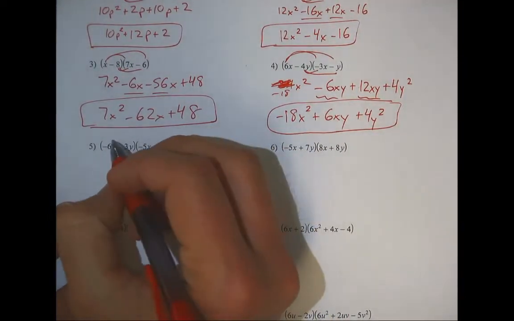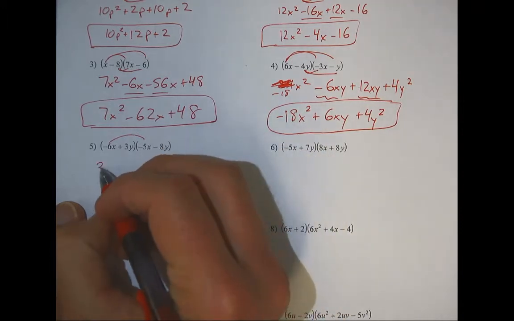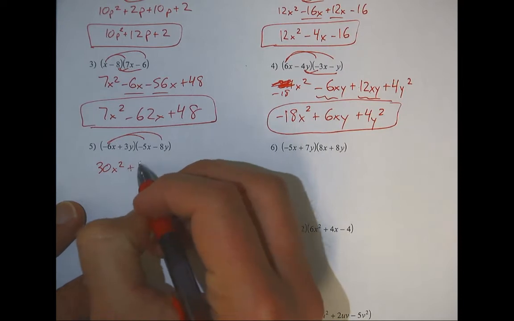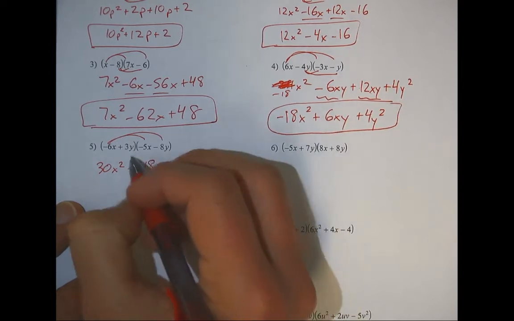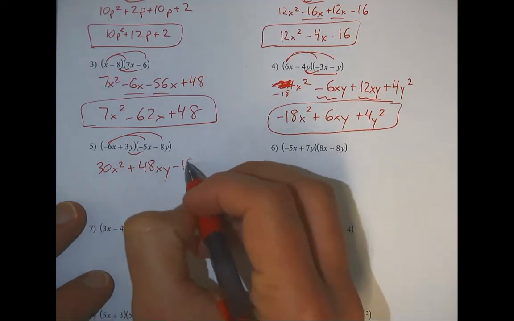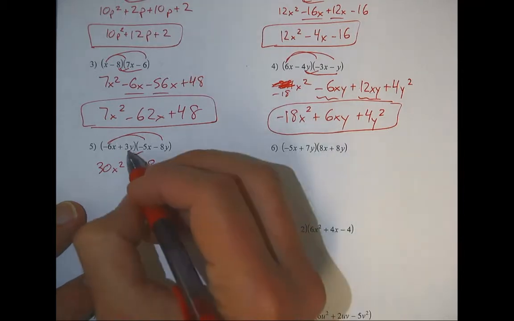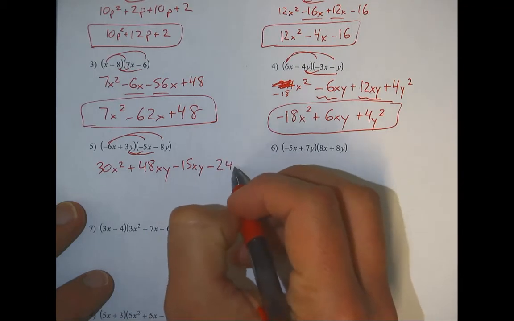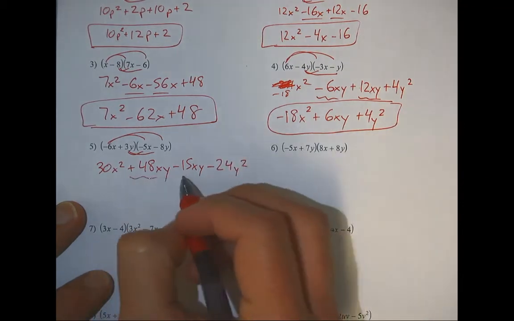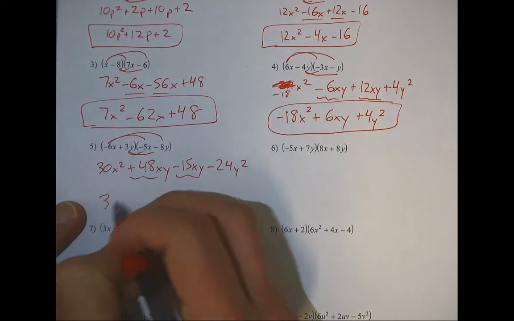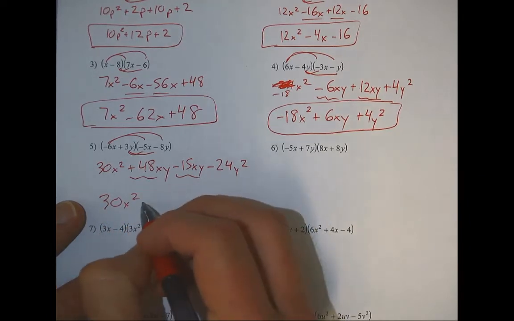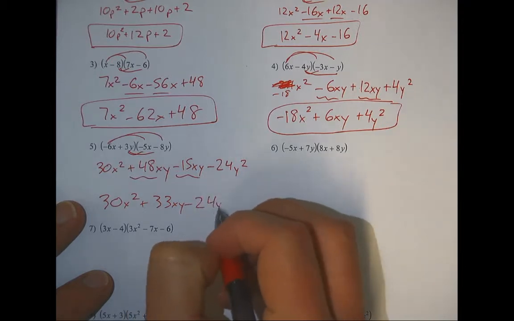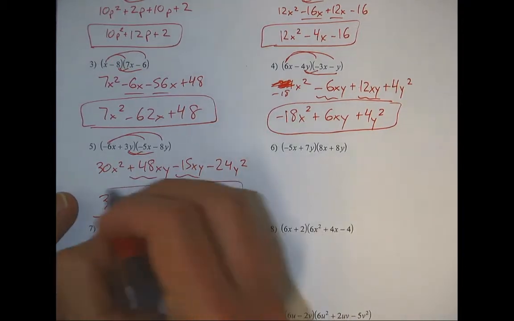Okay, number 5. Multiply, that's positive 30x squared. Positive 48xy. Negative 15xy. Negative 24y squared. So these go together. This comes down. Those are 33xy together. 24y squared just comes down.